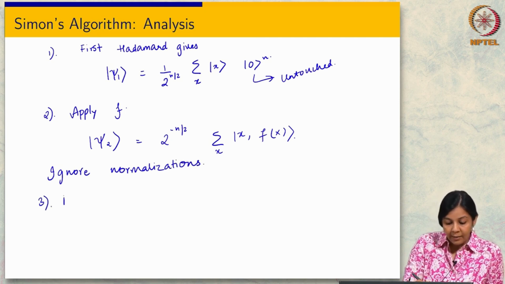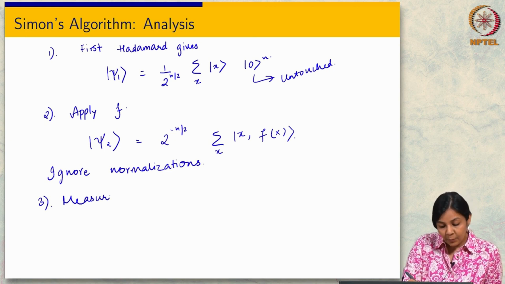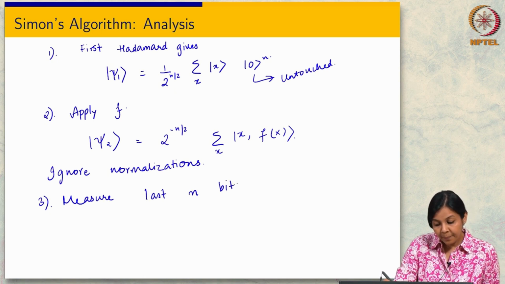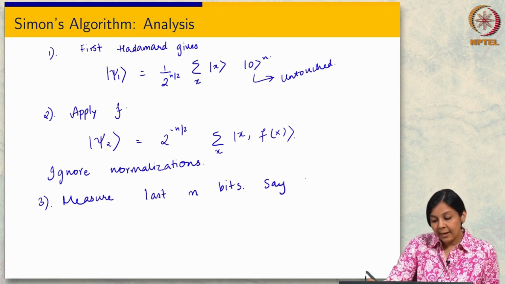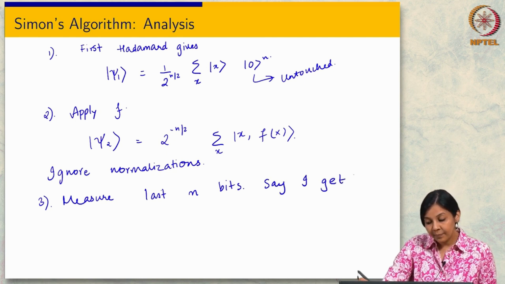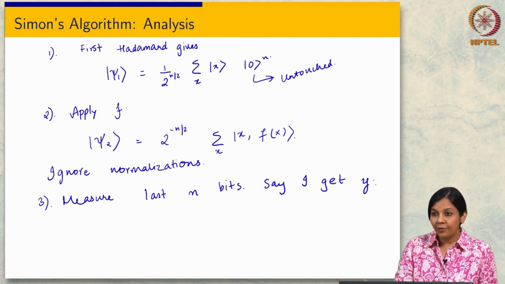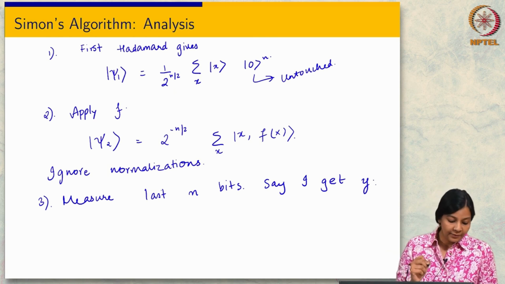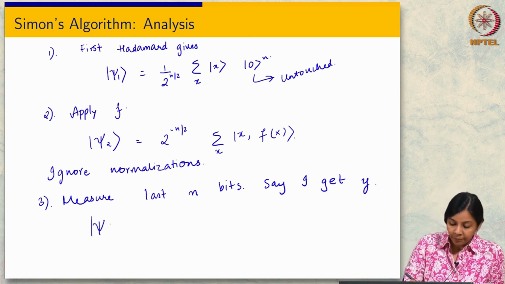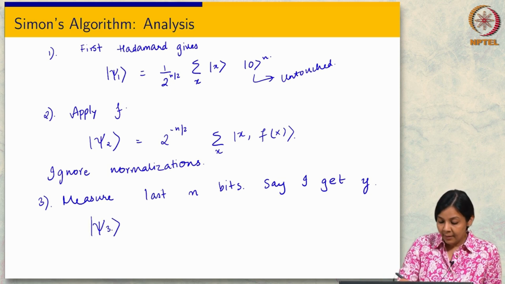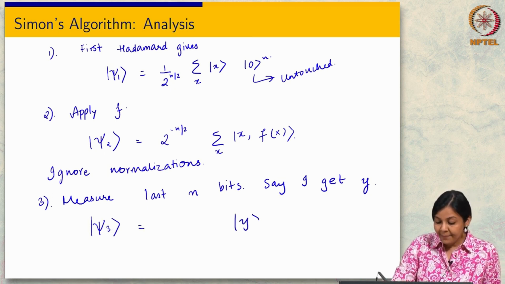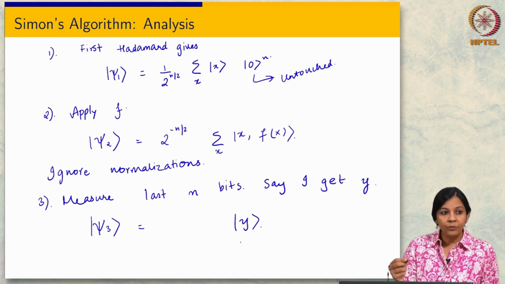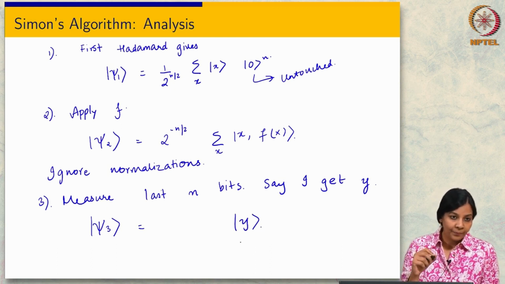Now the third step is the most interesting one. Measure the last n bits. Say that I get some value y. Now what happens is the interesting question. My psi 3 has collapsed the last n bits to some fixed value y.